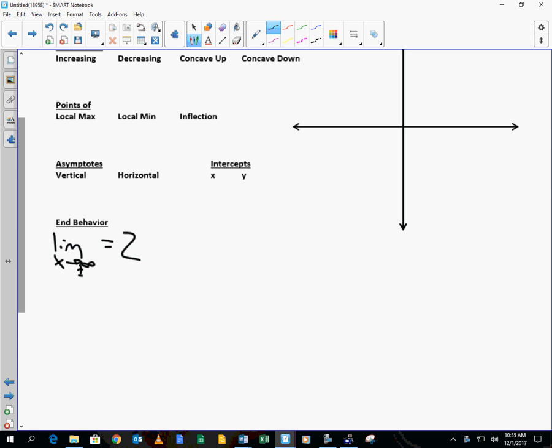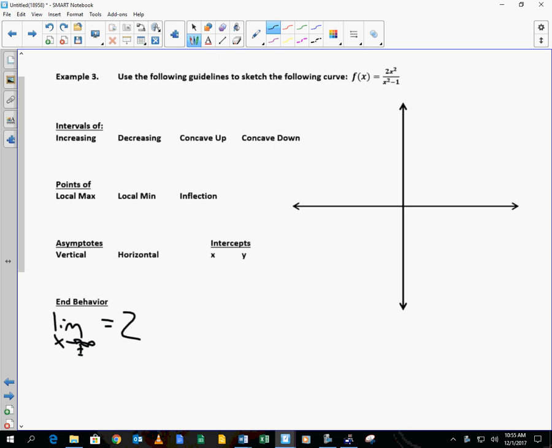2. Now, if you needed to work that out by factoring x squared out of the top and an x squared out of the bottom, you could go ahead and do so. If on the test I ask you to show the limit algebraically, then you need to do that. But if I just ask for a horizontal asymptote or end behavior, you just say 2. If you recognize it, go ahead. Everybody good with that?